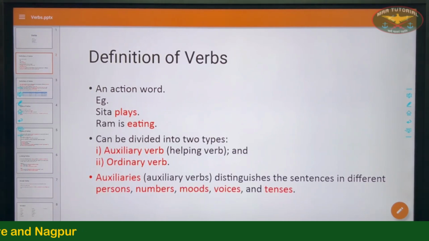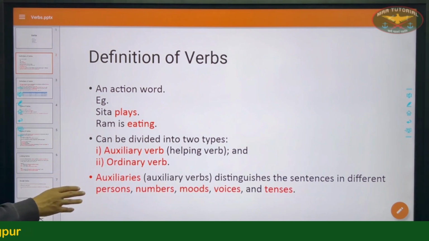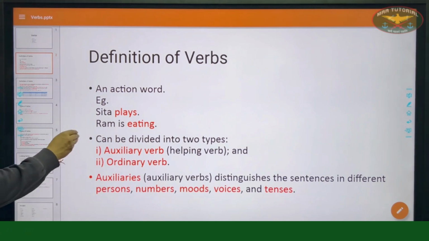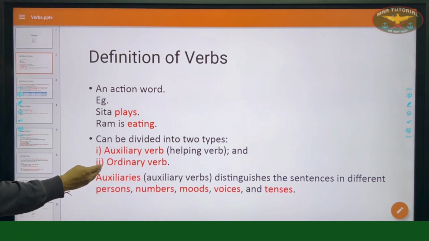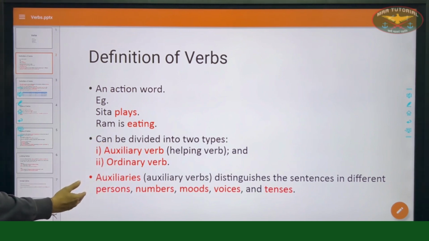So it's an action word. We took two examples, plays and eating. Then we saw two kinds of verbs here. This is one way of dividing verbs into two kinds, auxiliary and ordinary verbs. Auxiliary verbs are helping verbs and they tell us about the persons, numbers, moods, voices and tenses of the sentences.